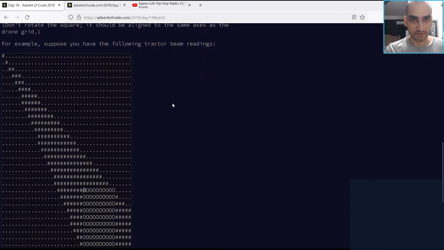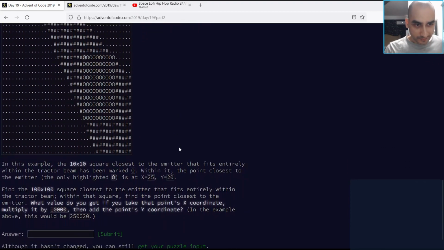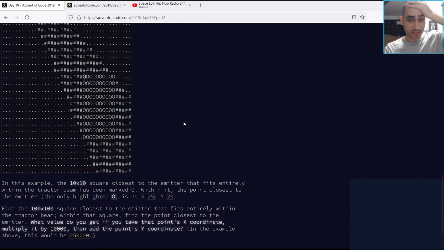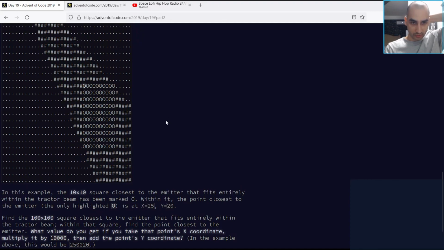For example, suppose you have the following tractor beam readings. In this example, the 10 by 10 square closest to the emitter that fits entirely within the tractor beam is marked 0. Within it, the point closest to the emitter is there. Okay. Find the 100 by 100 square closest to the emitter that fits entirely within the tractor beam. Within that square, find the point closest to the emitter. So, it's a geometry thing. We're just trying to find the square that closely fits.